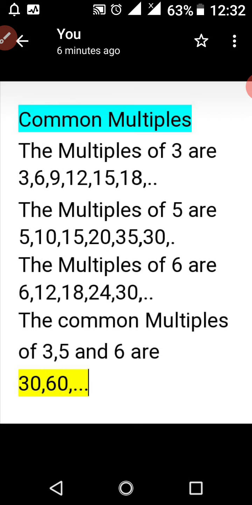There are many. Next, find the multiples of 5. So how to find the multiples of 5? Here also, by multiplying by the natural numbers 1, 2, 3, 4, 5 like this. So 5 ones are 5, 5 twos are 10, 5 threes are 15, 5 fours are 20, like this.